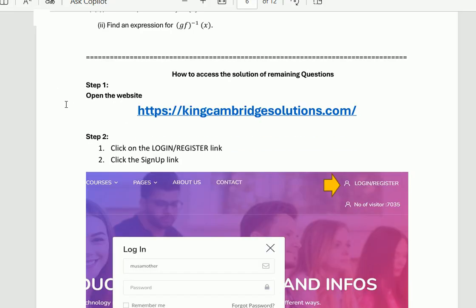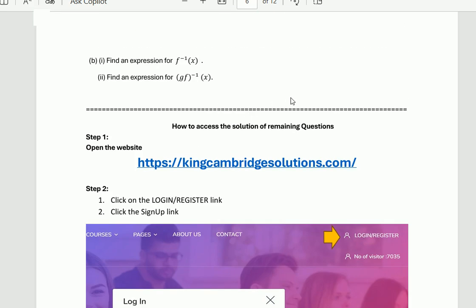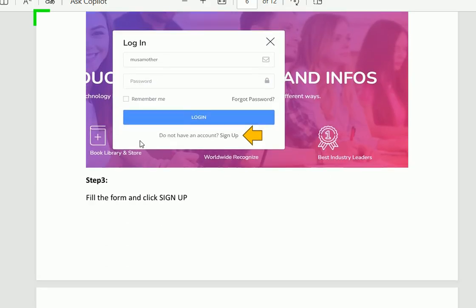In order to find the solution of all the questions, as I have discussed at the start, we need to first open the URL kingcambrasolution.com. After that, you will click on login register. When you click on it, you will find this interface. Provide your username and password, and after that click on the sign up button. You will be automatically signed up and can log in to the website.